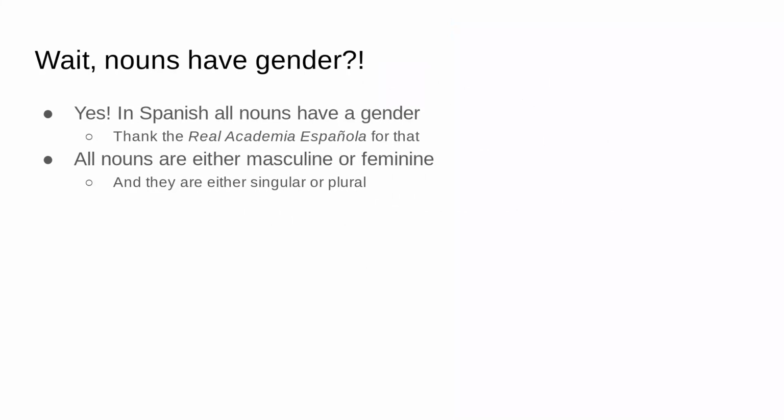But first, wait, nouns have gender? Yes. In Spanish, all nouns have been assigned a gender, regardless of whether they are inanimate objects or not. And you can thank the Real Academia Española for that one. All nouns are assigned either the masculine or the feminine gender. It doesn't matter what the object is or who uses it, it's assigned a gender. And they're all either singular or plural. We can talk about one of something, or we can talk about more than one.